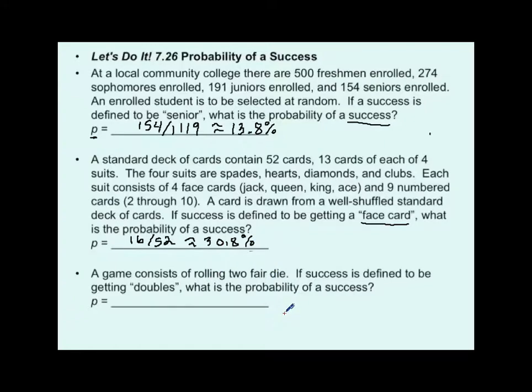Okay, if a game consists of rolling 2 fair dice, the success is defined as rolling doubles. What is the probability of success? Now, if you don't have it in front of you, you might want to go back and take a look. But there is that list from the game of craps of all the possible outcomes that can come from rolling 2 fair dice.